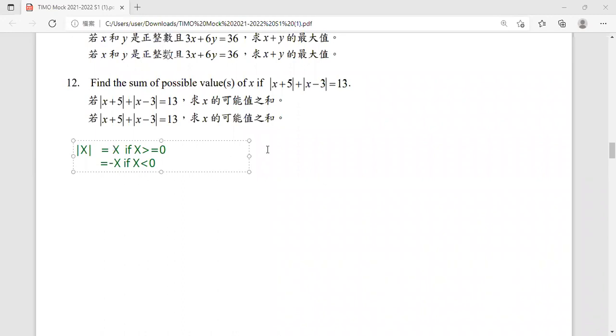So now, how can you solve these kinds of questions with absolute value? The basic method is to divide into cases. So x mustn't be positive, but the absolute value must be positive. No, it must be non-negative.